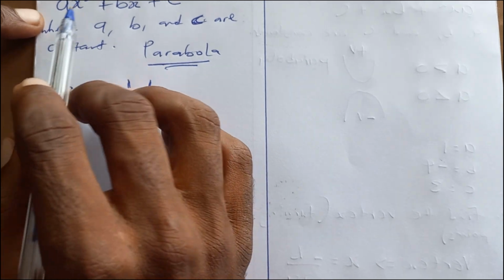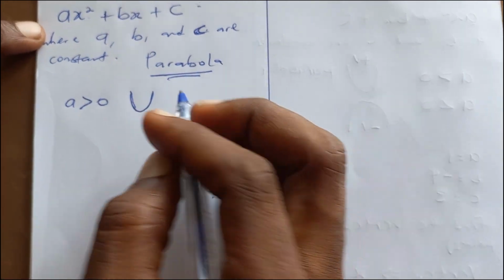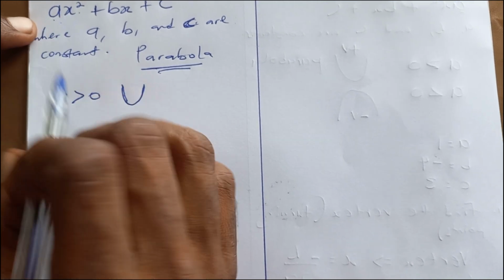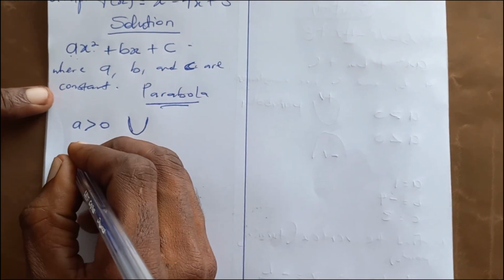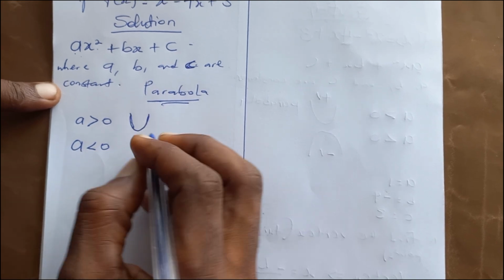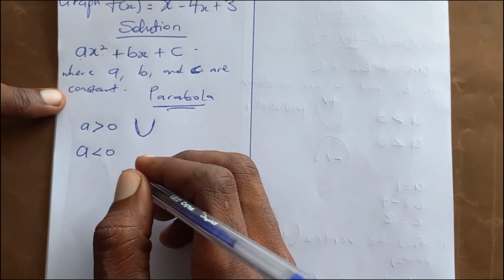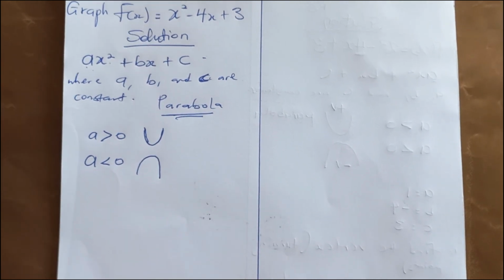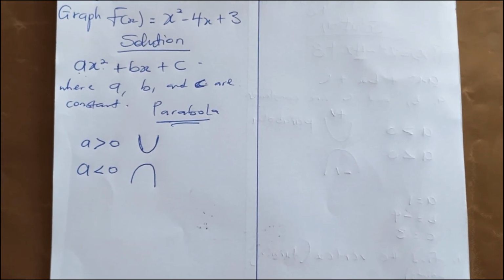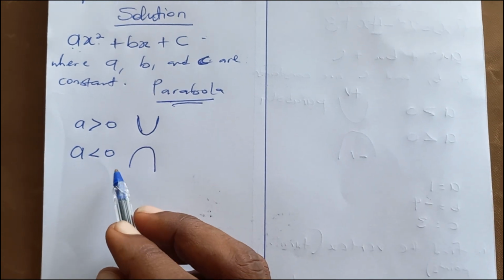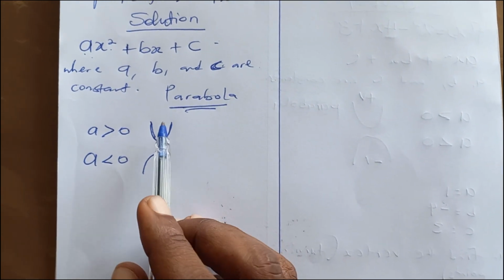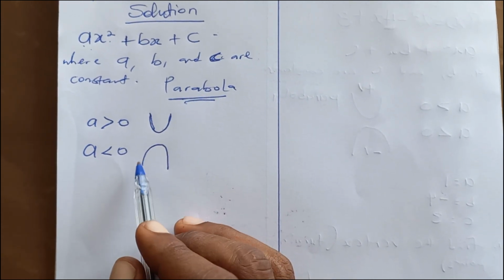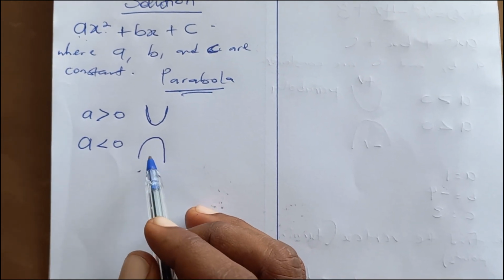And when the coefficient of x squared is negative, or when a is less than 0, we get a U upside down. So something like this. Nicely. Okay, so when a is greater than 0, we get this parabola shape, and when it is less than 0, we get a U upside down.